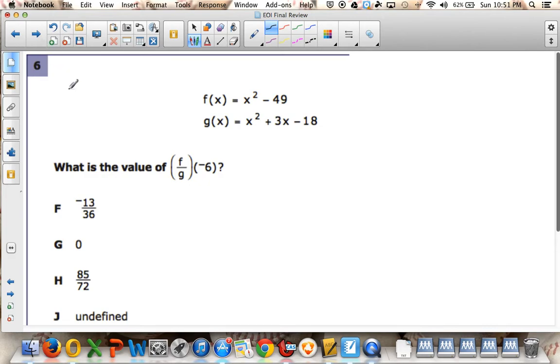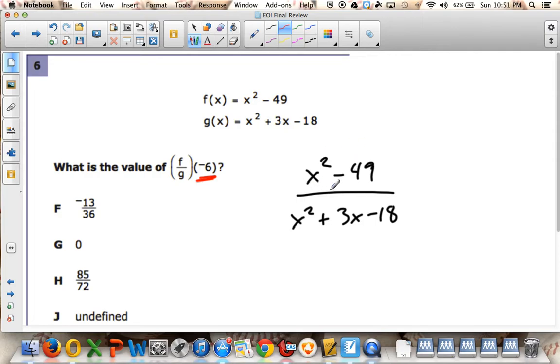Next question. Find the value of f divided by g when x is negative 6. Normally we see this function notation as f divided by g of x, but now it is telling us to define this function when x is specifically negative 6. So I'm going to take my two functions and I'm going to divide them. F is in the numerator, so I have x squared minus 49 over x squared plus 3x minus 18. Now, it tells us to define this where x is negative 6.